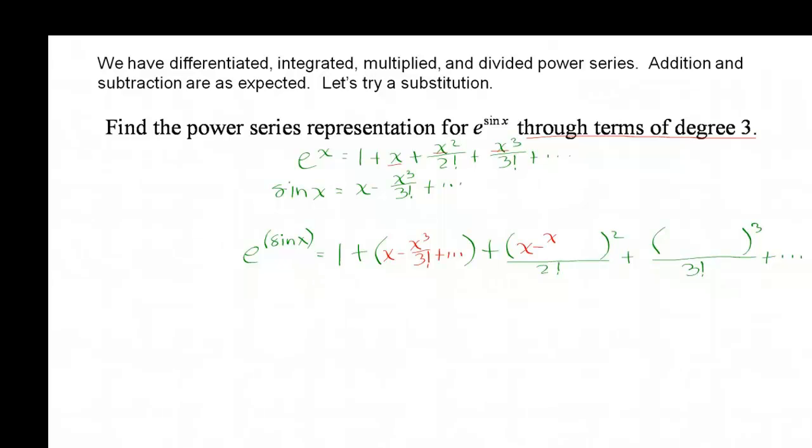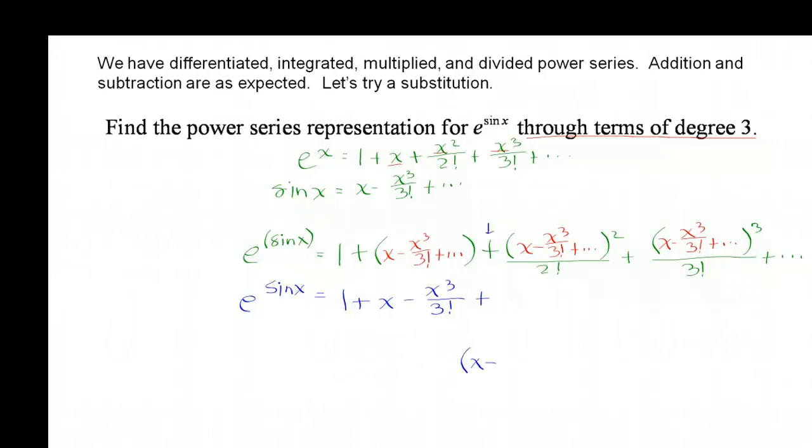So everywhere that there was an x in e to the x, we're going to write the representation for sine of x. Now we're just going to clean things up, and keeping in mind we only need to go up through degree 3. So those two are fine. I'm going to drop my plus dot dot dot right now and just copy this plus down and continue to go with my terms there.